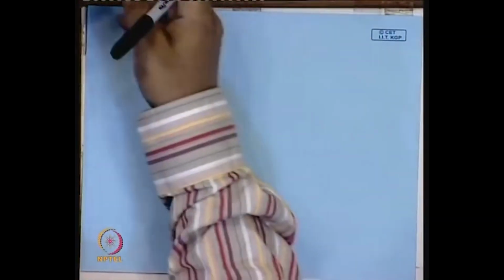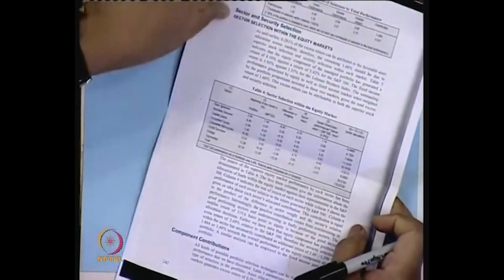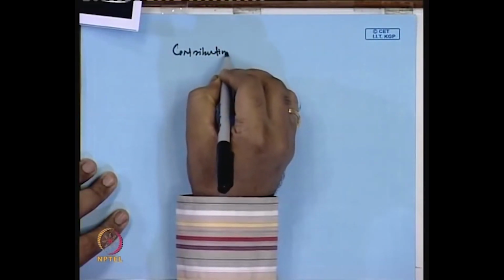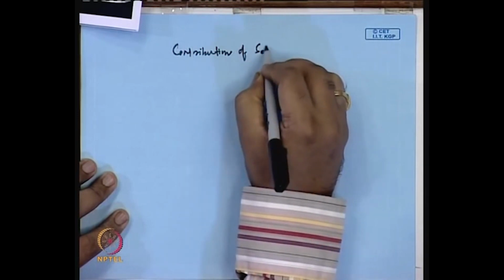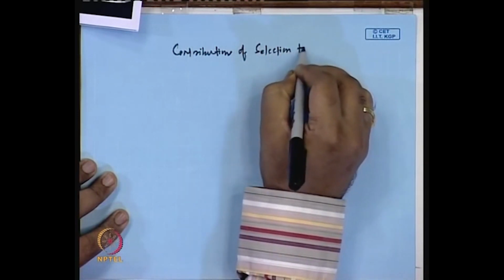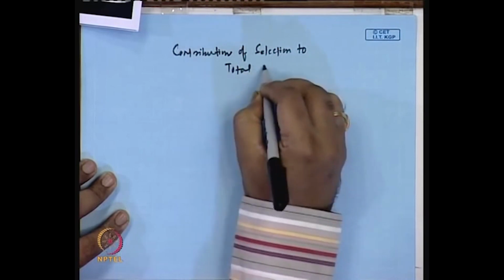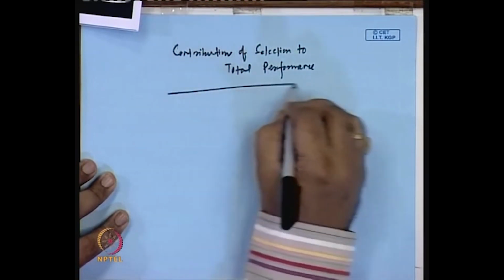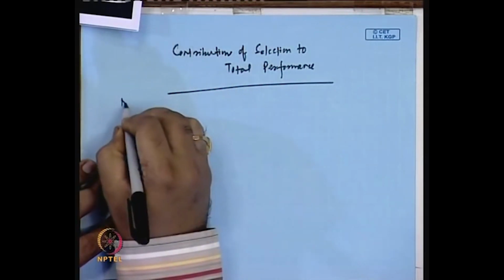Then the next question arises: how much do we get because of selection to the performance? That means, in the selection process, how much is the contribution of selection to the total performance? How much do we get? This is your market.